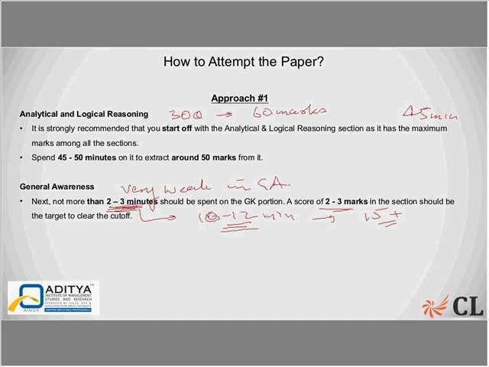If you are weak, you look at spending less than 5 minutes. If you are strong, you look at spending 10 to 12 minutes. If you are weak, in the less than 5 minutes, you try to get 2 to 4 marks. If you are strong, in the 10 to 12 minutes, you look at getting 15 plus marks.